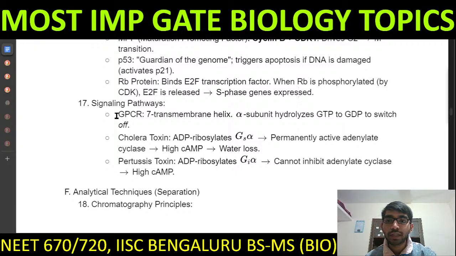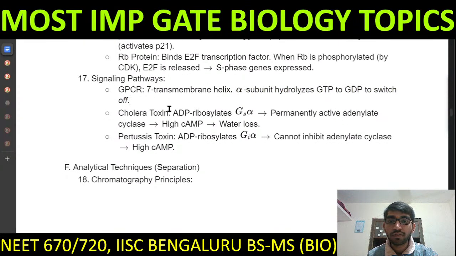Then there are signaling pathways. So GPCR, this is a very compressed way, but you should at least remember these many facts for the GATE exam. For the NET exam, I will go into much higher depth, but currently you have very little time also. So I'm just telling you the most important things here for your exam. GPCR has a 7 transmembrane helical structure. It has an alpha subunit, which hydrolyzes GTP to GDP to switch off. If GTP is hydrolyzed to GDP, the switch is turned off.